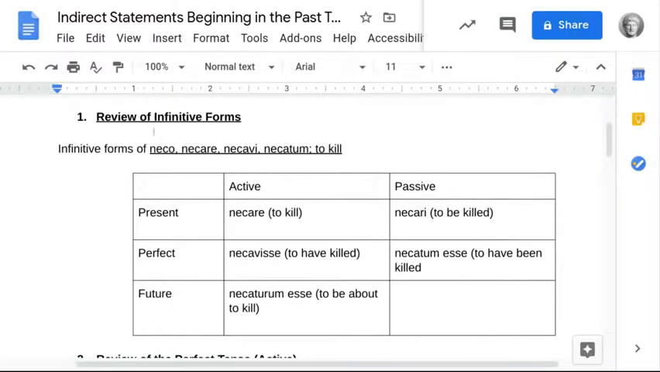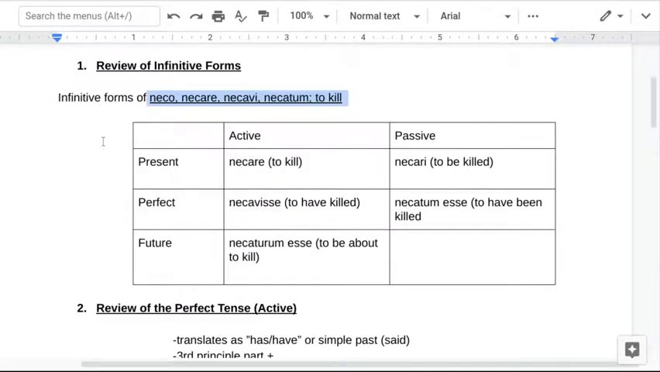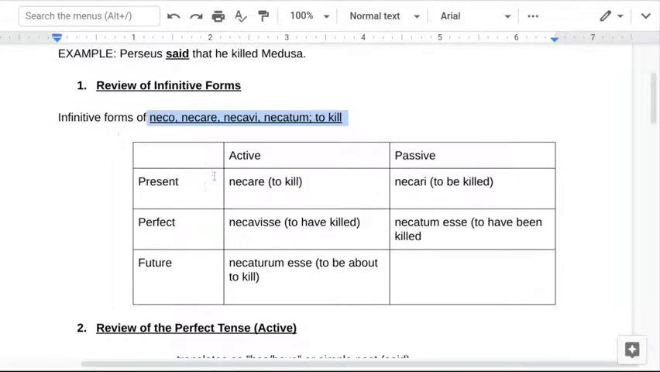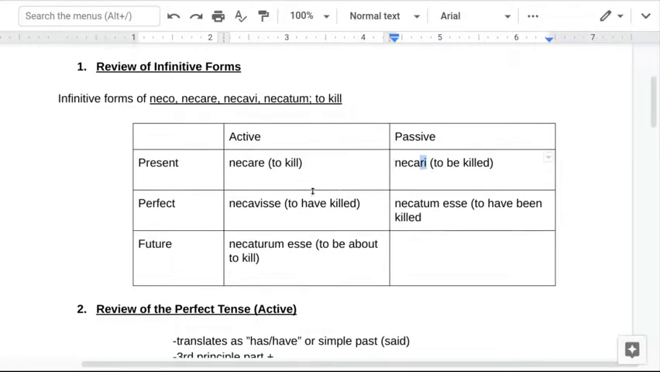So let's review infinitive forms because they're pretty important to this type of sentence. We're going to use the verb to kill, which, of course, is Latin. We're going to do that in a lot of these sentences. It's first conjugation, so as simple of a verb as you can get. Remember, present tense would be necare. You take that E to make it an I, and it makes it passive, to be killed.